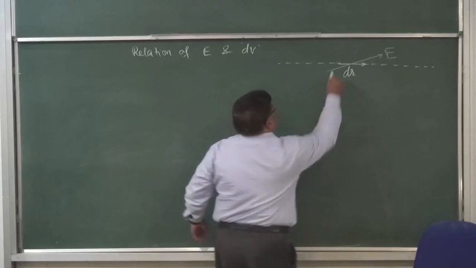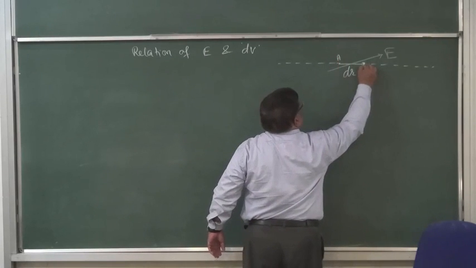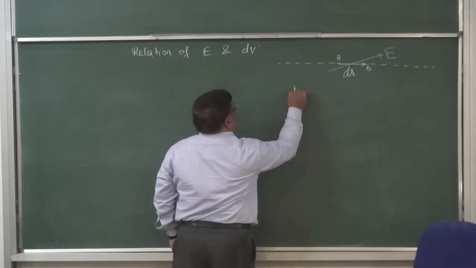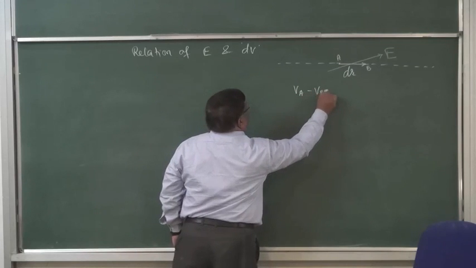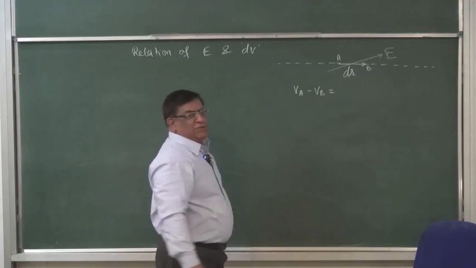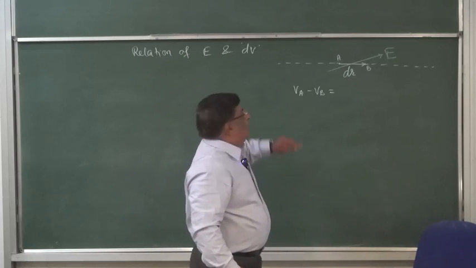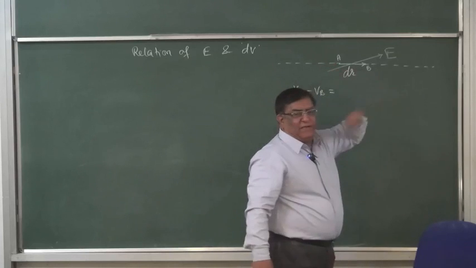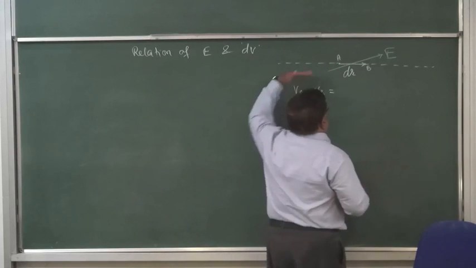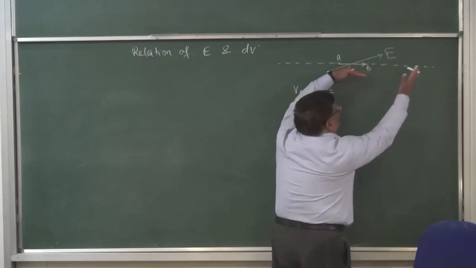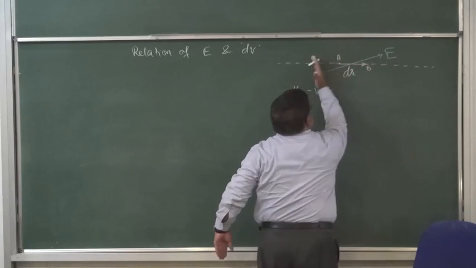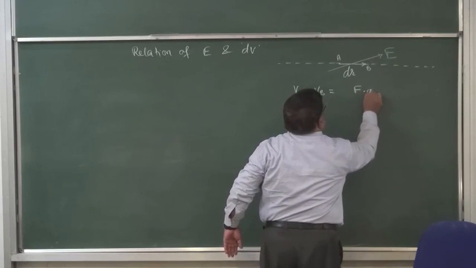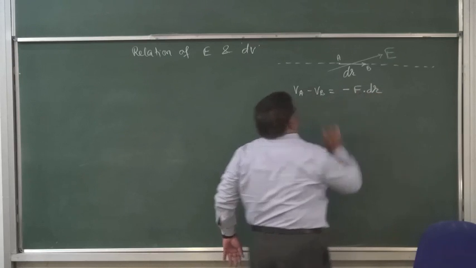Now this point is A, this point is B. VA minus VB is equal to how much? I am carrying a test charge Q with me. There is some electric field here. Because of that, there will be a force in this direction on the charge. I am applying force in this direction and doing this displacement. So, how much is the work done? F into dr, this is the work done.